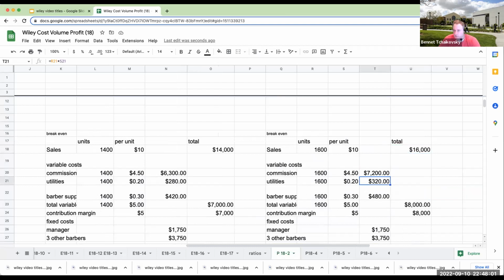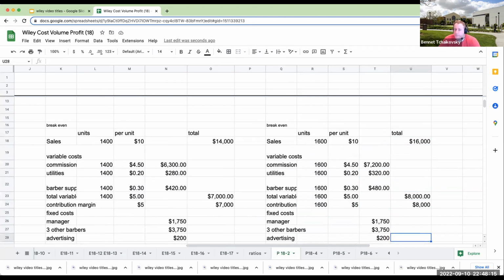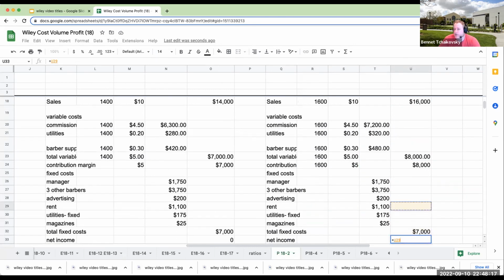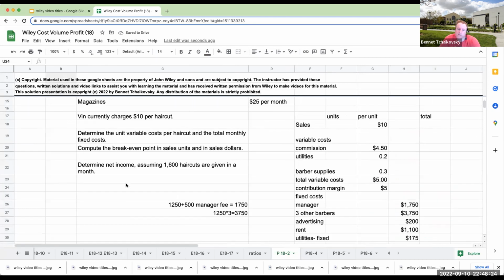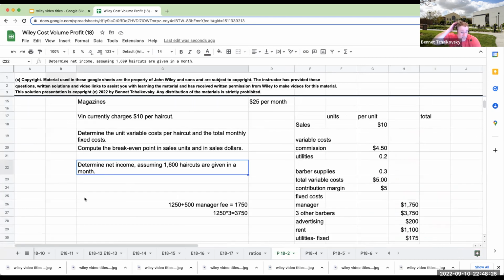This is going to be 7,200. 1,600 times 20 cents is 320. 1,600 times 30 cents is 480. Total of 8,000. My contribution margin for these 1,600 units is still going to be at $5 per unit, so a total of 8,000. So my net income here is going to be my contribution margin minus my fixed cost, or $1,000. So right over here, so determine net income, assuming 1,600 haircuts are given in a month. So it's going to be $1,000.